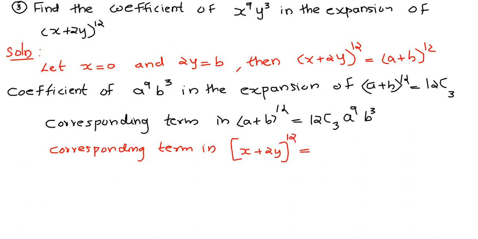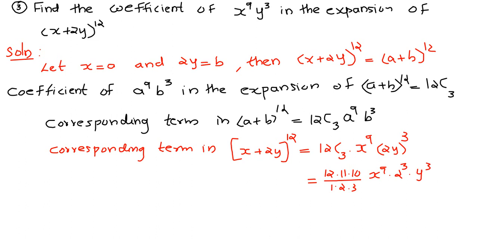കറസ്പോണ്ടിങ് ടേം, 12c3 ഇൻറ്റു a വരെ എന്താ കൊടുത്തത്? നമ്മൾ x അല്ലേ കൊടുത്തത്, അപ്പൊ x റൈസ് ടു 9. b ക്ക് വരെ എന്താ കൊടുത്തത്? 2y ആണ്. അത് ശ്രദ്ധിക്കണം, 2y ക്യൂബാണ്. 12c3 നമ്മൾ കണ്ടുപിടിക്കാൻ നമുക്ക് എളുപ്പമാണ്. 12 ഇൻറ്റു 11 ഇൻറ്റു 10 ബൈ 1 ഇൻറ്റു 2 ഇൻറ്റു 3. 12 തൊട്ട് താഴെയുള്ള 3 പേര്. പിന്നെ x റൈസ് ടു 9, 2y ക്യൂബിനെ 2 ക്യൂബ് y ക്യൂബ് എന്ന് എഴുതാലോ. ഇത് നമ്മൾ സിംപ്ലിഫൈ ചെയ്താൽ.